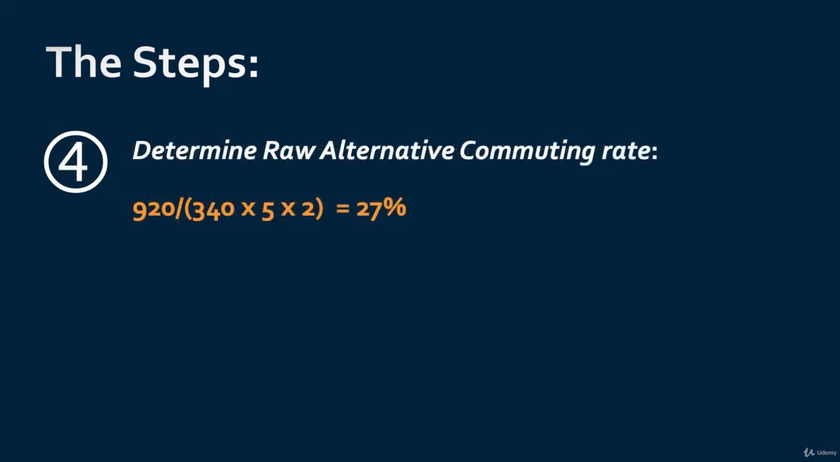Next up, determine the raw alternative commuting rate. So 920, we just calculated this, divided by the total amount of trips, so 340 times 5 times 2, 5-day work week. And that equals 27%.